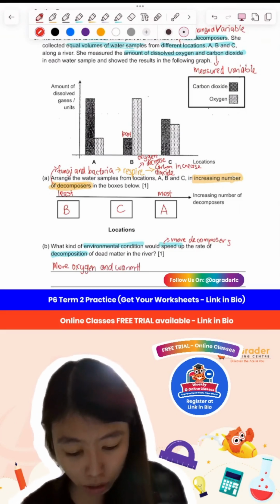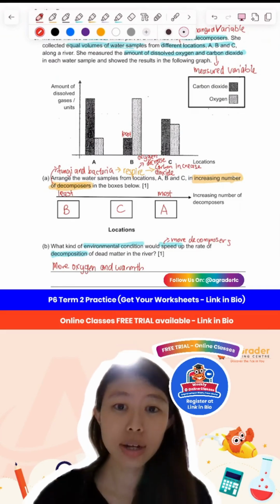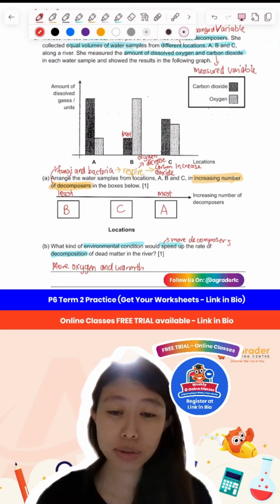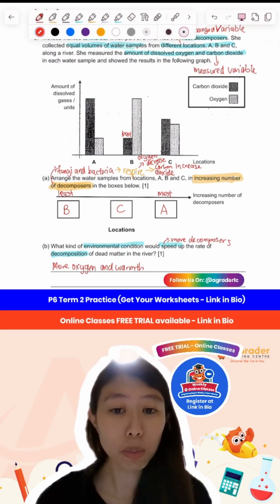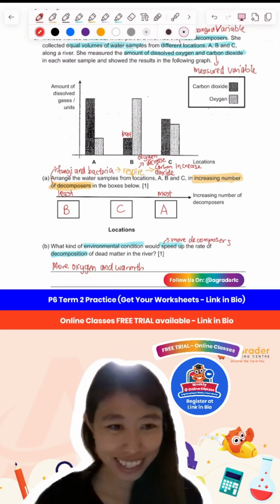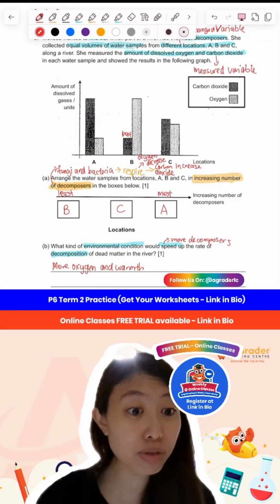Oh, I saw someone asking about this topic. This is the topic on a mixture of your P5 respiratory system and your decomposers, which is under food chain and food web. Yeah, needs water, darkness, oxygen, moist. Very good. Please stay back.